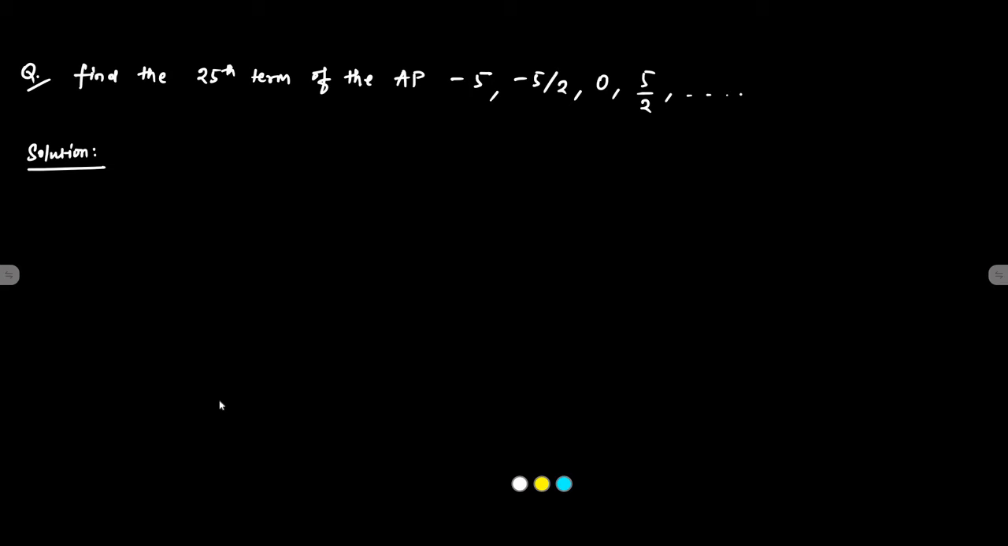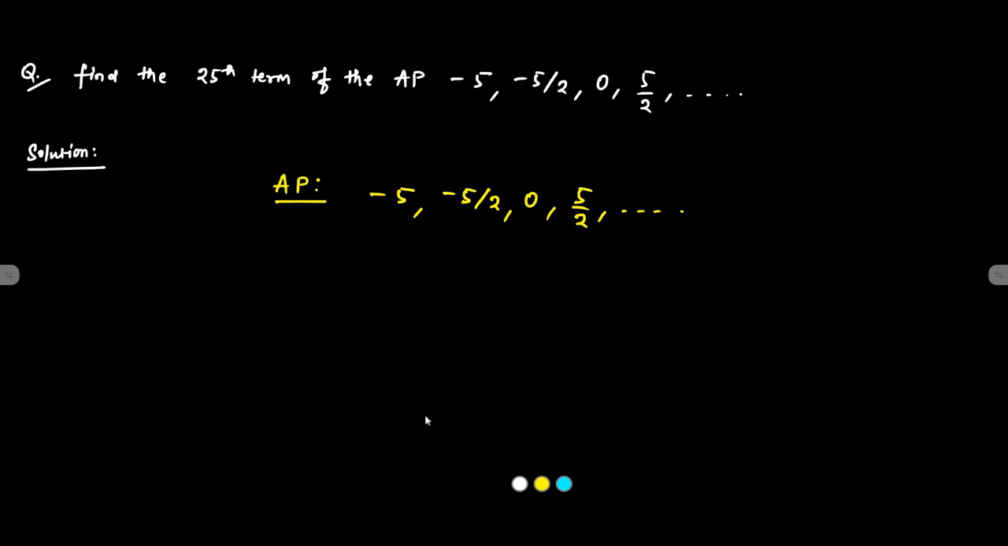So here is another question. It is given to find the 25th term of the arithmetic progression, which is given by minus 5, minus 5 by 2, 0 and 5 by 2 and so on. So again, the first step is to write the arithmetic progression: minus 5, minus 5 by 2, 0, 5 by 2 and so on.